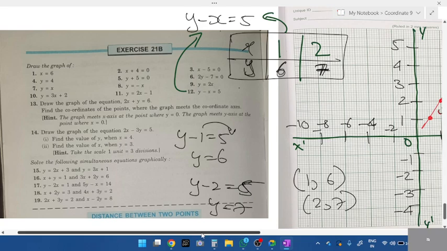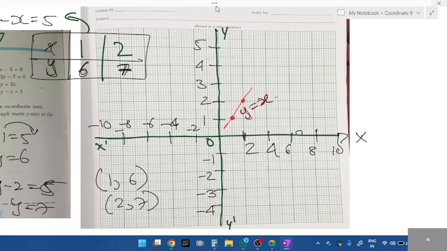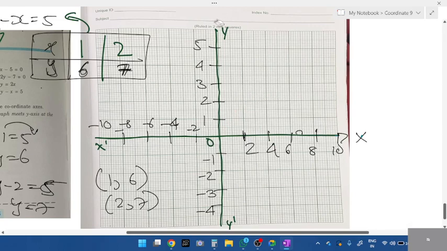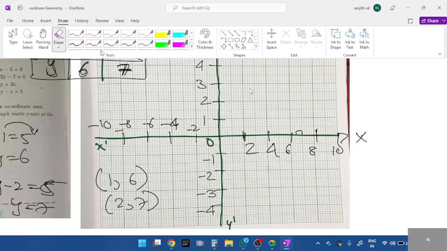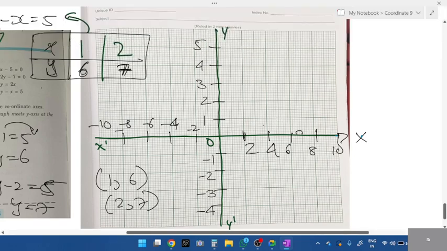Okay, 1 comma 6, 2 comma 7. 1 comma 6. Take even y axis as 2, 4, 6, 8. 2 comma 7. Okay, it would be somewhere here. The answer is like this.